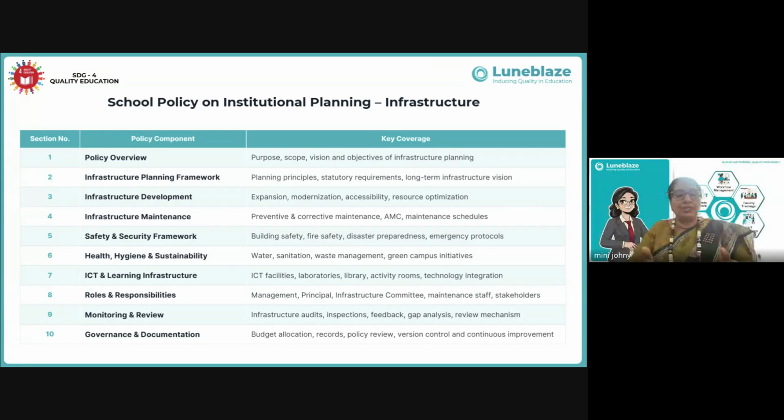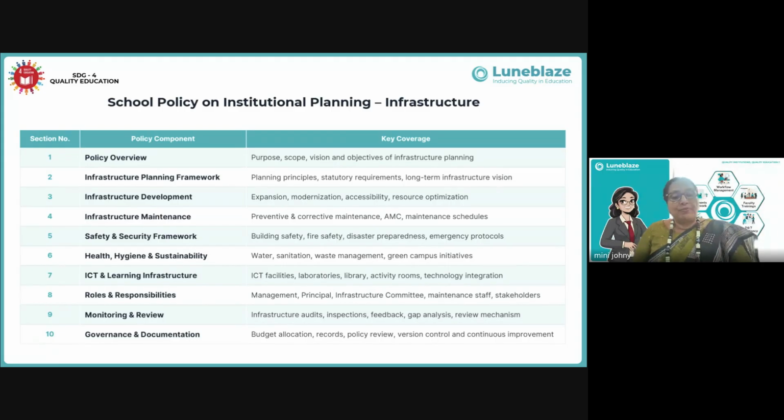And what are the objectives? They are telling us there is a purpose behind it. These are the scopes. Your vision is involved, and what are the objectives behind this? Then the learning outcome of the students. That is what the SQAAF document throws light on: how the infrastructure improves learning outcomes.